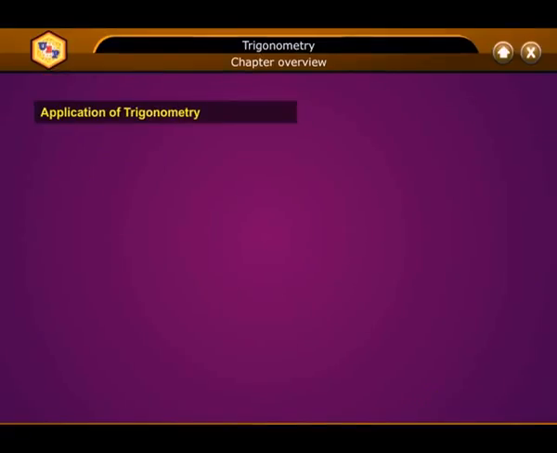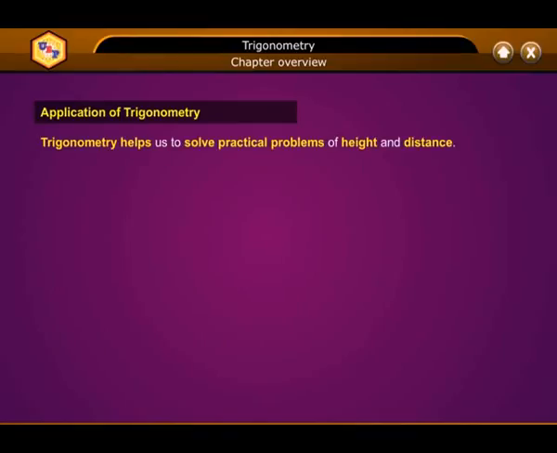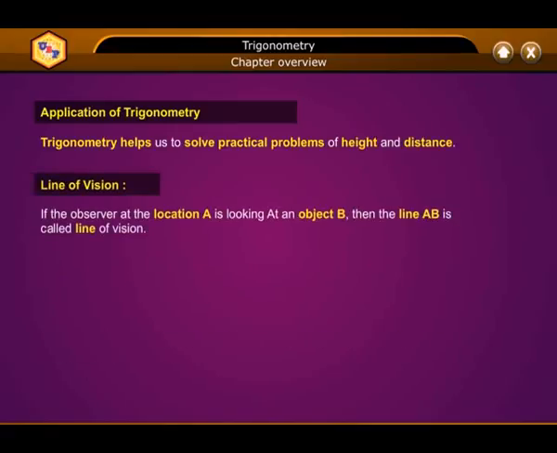Application of trigonometry. Trigonometry helps us to solve practical problems of height and distance. Line of vision. If the observer at the location A is looking at an object B, then the line AB is called line of vision.